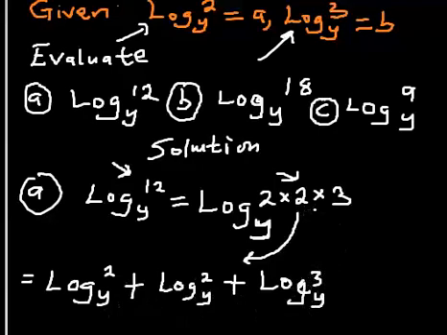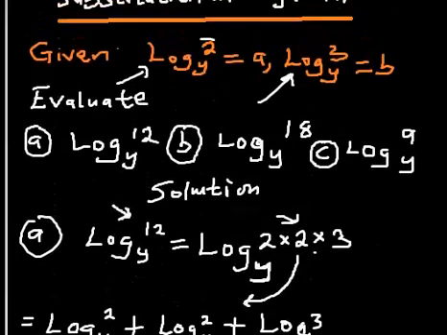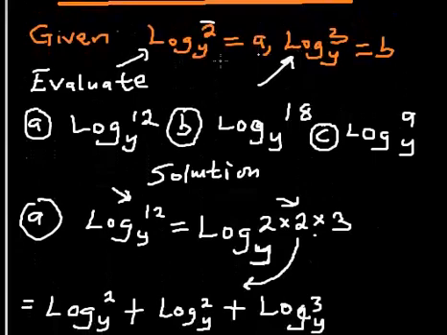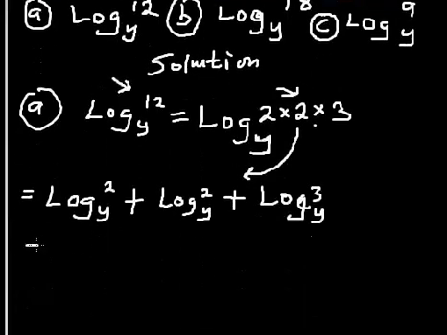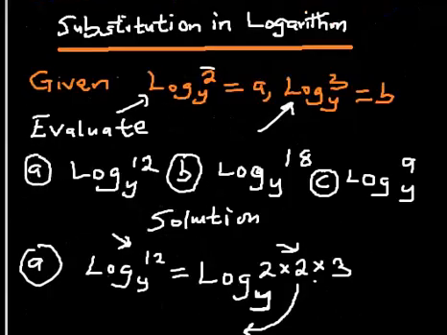Having split the logarithm into individual logs, I can now substitute. Remember, log 2 in base y is a and log 3 in base y is b. So what I'm going to have is a plus a, then this is b. So this gives me 2a plus b. As simple as that.